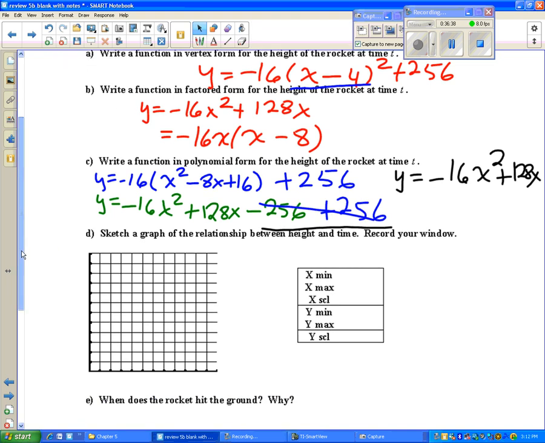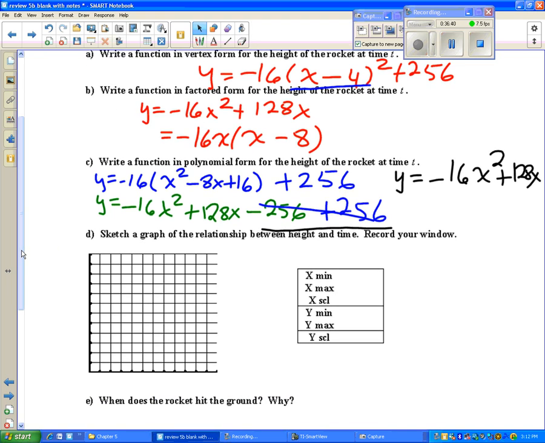Sketch the graph. Well, remember, factored form gives me my zeros, my roots. That means negative 16x is equal to 0, so x is equal to 0. That also means that x minus 8 is equal to 0 at 8. X is equal to 8.